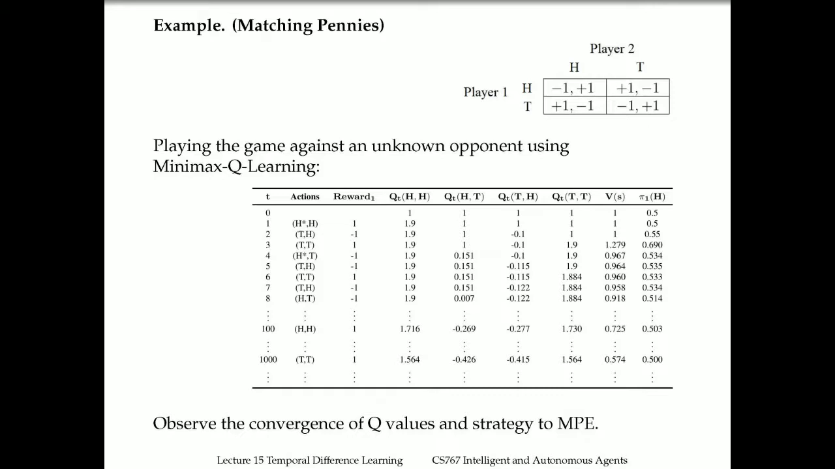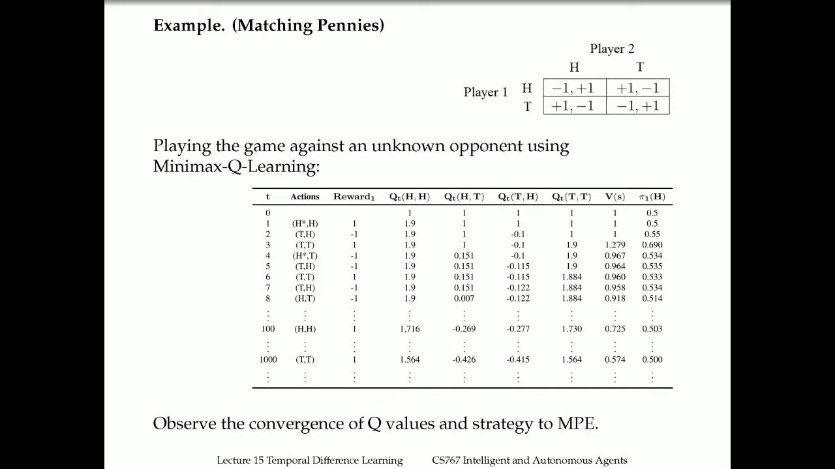So basically this indicates the number of stages that the players have gone through. They choose a sequence of actions, and then in response player one will get a reward from that stage, and this reward is used to update the corresponding Q values.